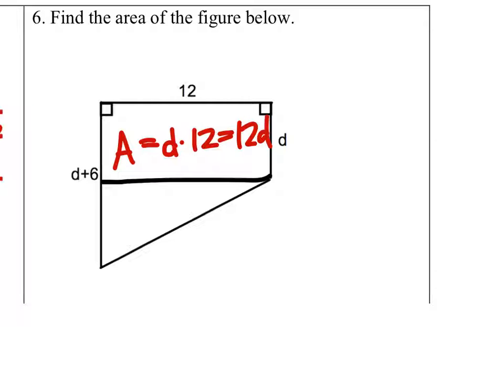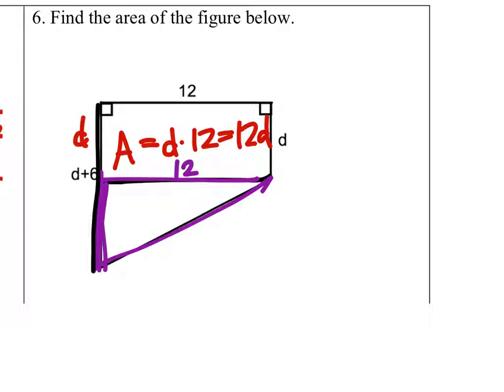But then this triangle down here, the base is still 12 right here. But what is this length here on the side, the height of that triangle? So this length is d. And if the full length is d plus 6, then what's the length of just the purple portion? 6. Yep. So if I wanted to find the area of this, it's a triangle, so I've got 6 times 12 divided by 2, which looks like it's 36.